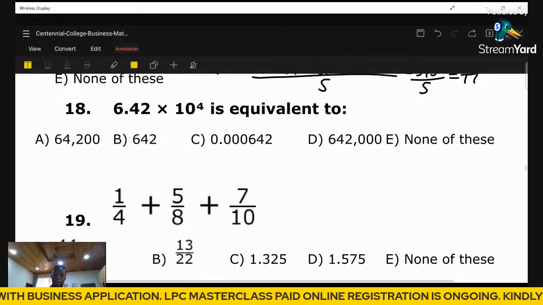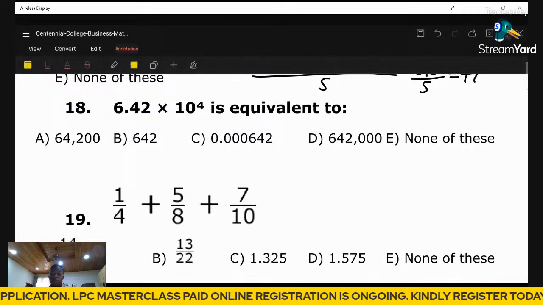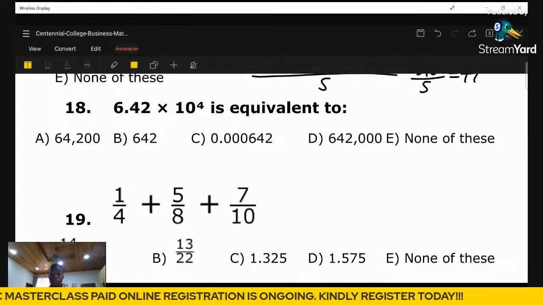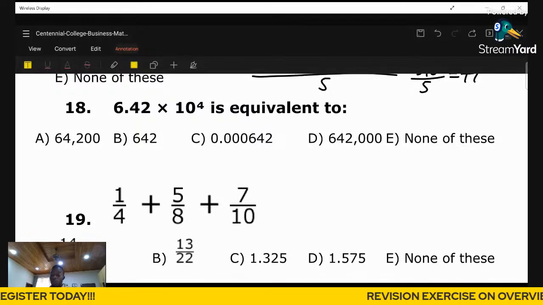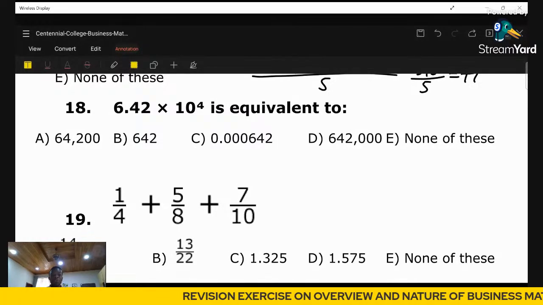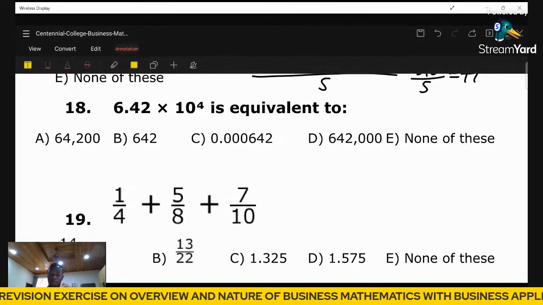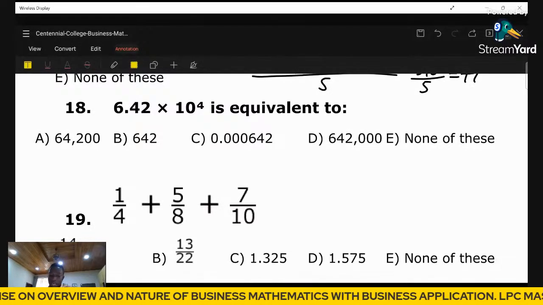Question number 18. 6.42 multiplied by 10 to the power of 4. It's equivalent to what number? So here it is a matter of your calculator, right? That's the kind of question where you can use a calculator to get it right away and then move on straight up without any delays.